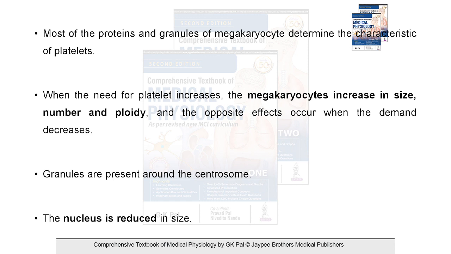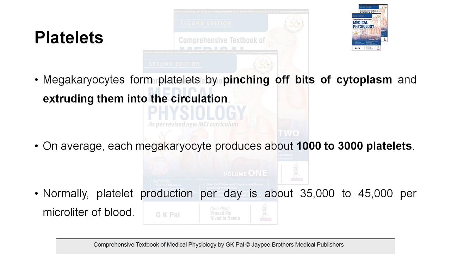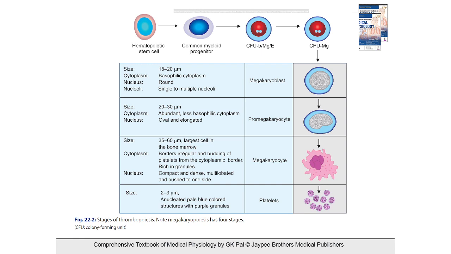The megakaryocytes increase in size, number, and ploidy. Opposite effects occur when the demand decreases. A decrease in the platelet count is called thrombocytopenia. An increase in the platelet count is called thrombocytosis. So you can see the hemopoietic stem cell, the megakaryocyte, and lastly these pink colored granular cells are called the platelets.